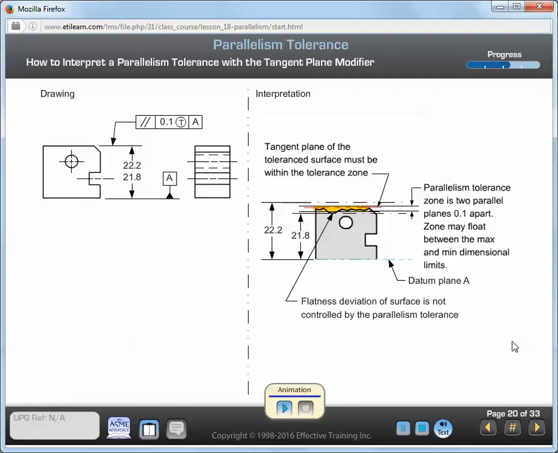Note that the part is oriented on datum plane A. In this example, the following conditions apply. The tolerance zone is the space between two parallel planes. The tolerance zone is parallel to the primary datum plane. The parallelism tolerance defines the distance between the two planes. The tangent plane of the surface must be within the tolerance zone. The tolerance zone does not limit the form of the surface.